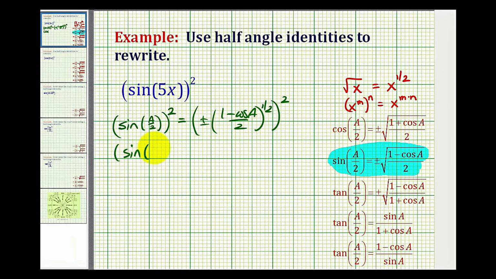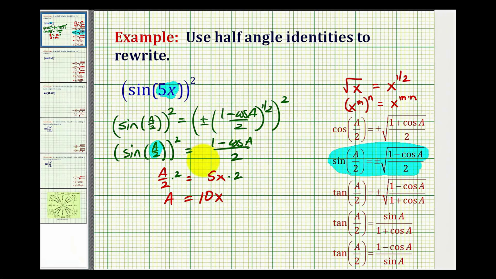So we have the sine of A over 2 squared is going to be equal to 1 minus cosine A divided by 2. The next step is to determine what is the value of A given sine of 5x squared. Well, 5x has to equal A over 2. So if we set A over 2 equal to 5x and multiply both sides by 2, we know that A is equal to 10x. So using the half-angle identities, A will always be twice the given angle.